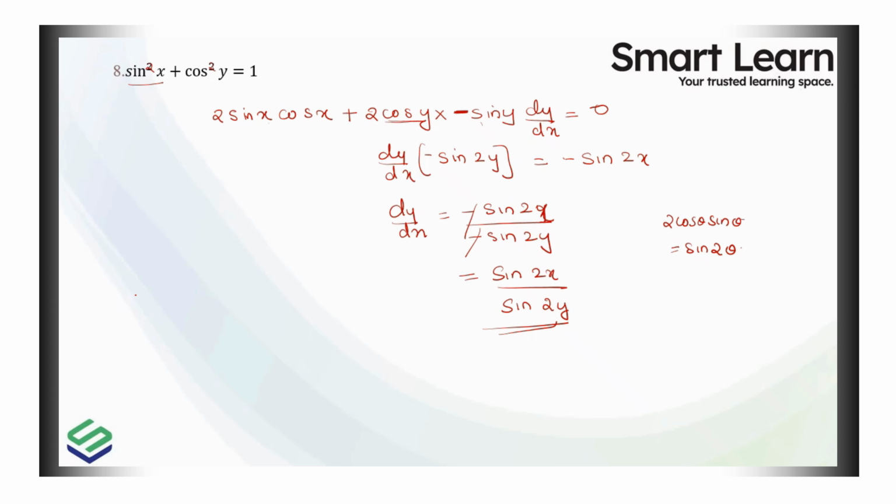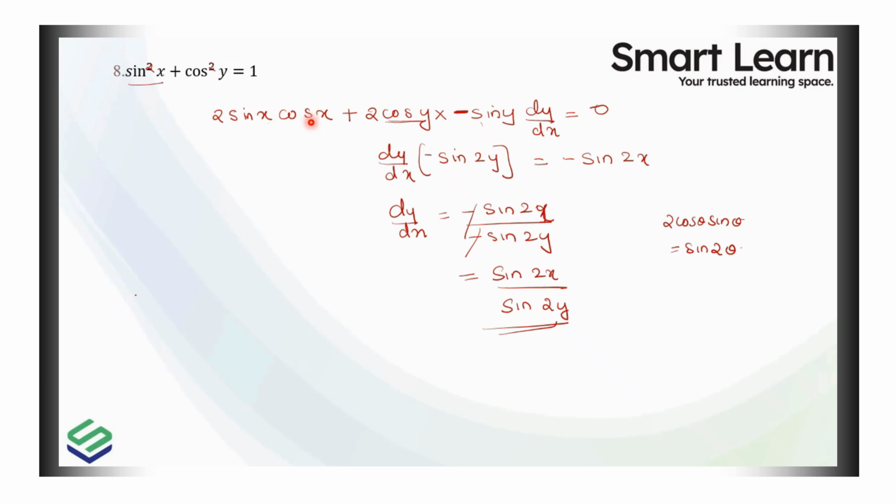Now this is sin square x plus cos square y is equal to 1. What is the derivative of sin square x? 2 sin x cos x, plus cos square y is what? 2 cos y, and the derivative of cos is minus sin y into dy/dx equal to 0. So what is dy/dx?